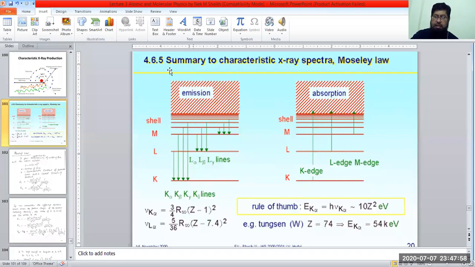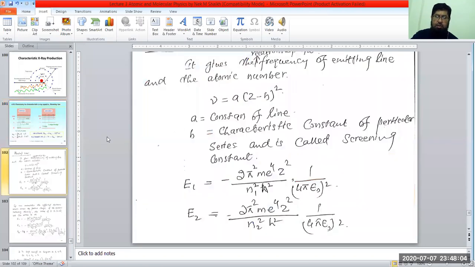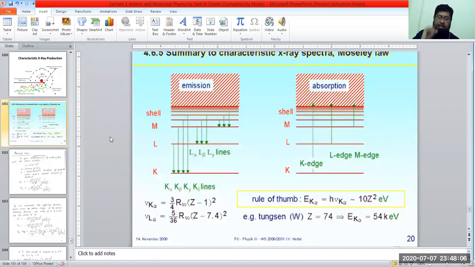So this is the emission and this is the absorption. So when the electron is emitted out from the atom, as a resultant, the X-rays are produced, and these X-rays are known as characteristic X-rays.